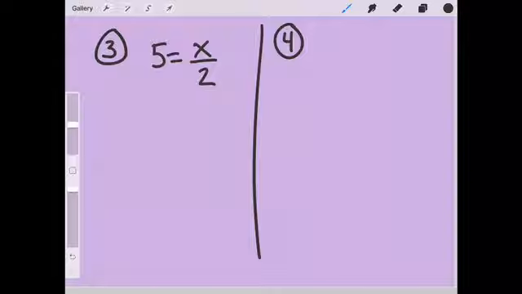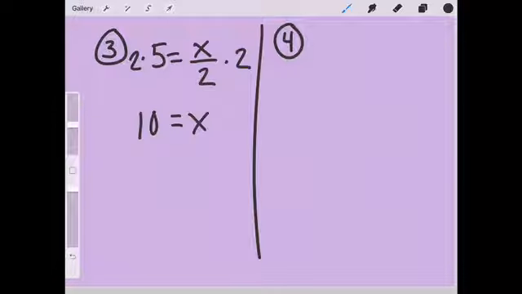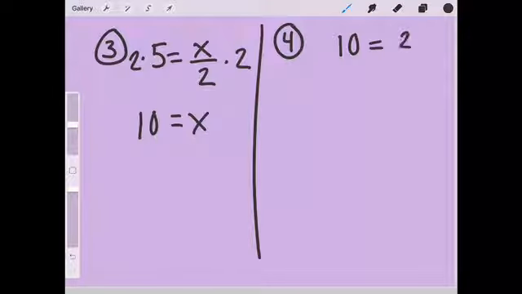All right, the value of x here, you would multiply both sides by 2, and you'd get 10 equals x. Good. And then what I'm going to do over here is I'm going to say 3, no, not 3, we just used 3. Let's use 10 equals 2 over x. Solve that, tell me what the value of x is.